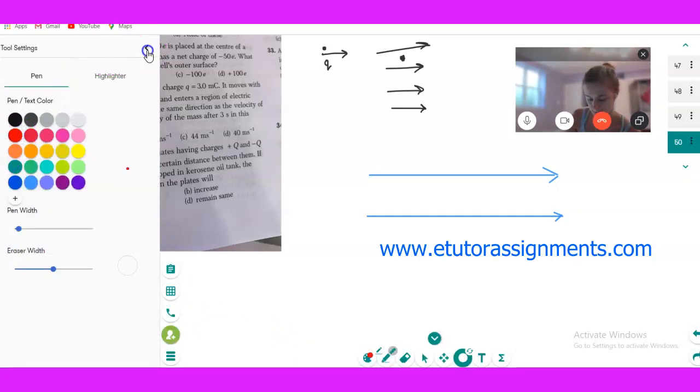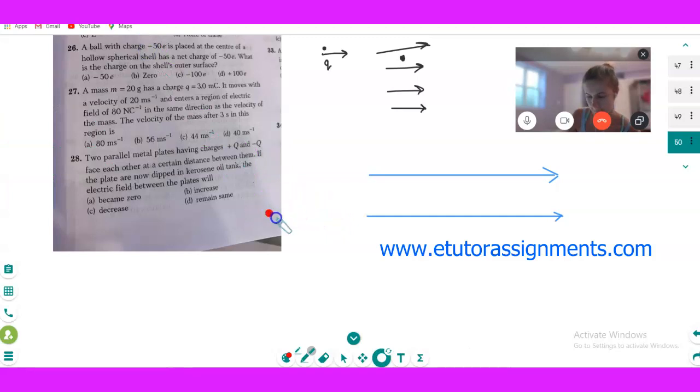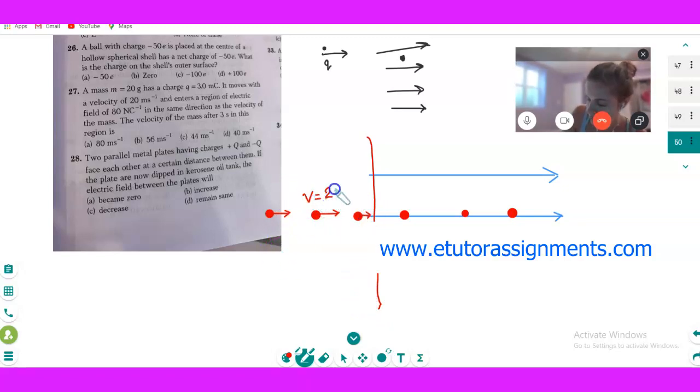Positive charge or negative charge is coming? Positive. See, the positive charge is coming here, and here also it is coming. What will happen here? Please tell me. It is moving with this velocity. What velocity? Up to this point, velocity is going to be 20 meters per second.